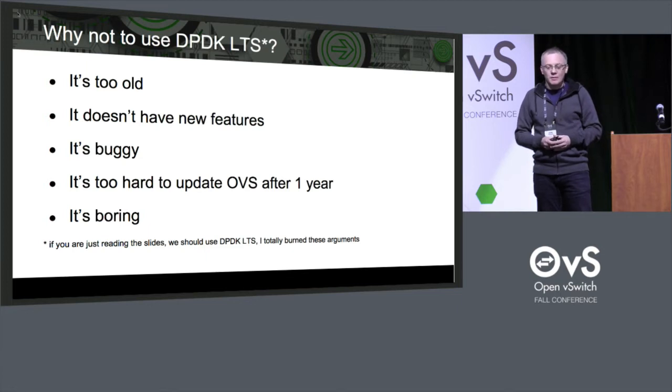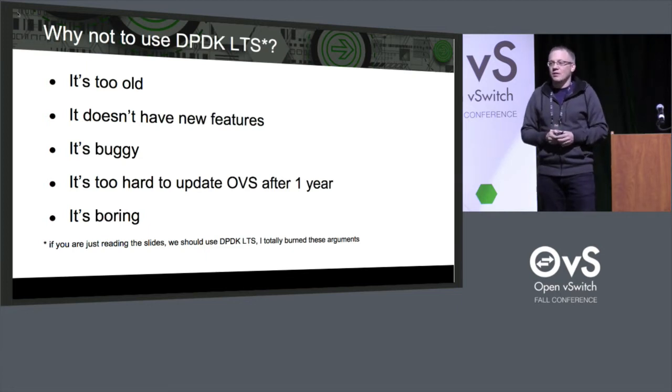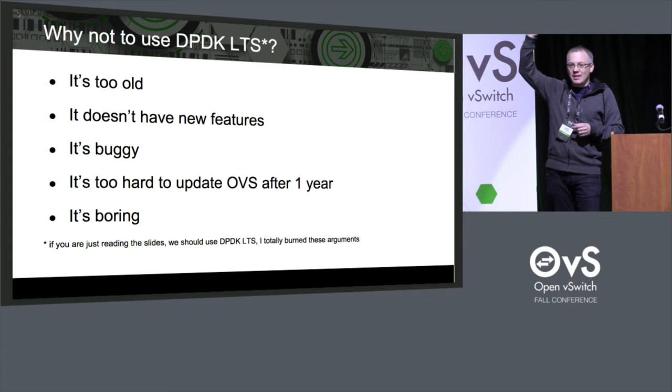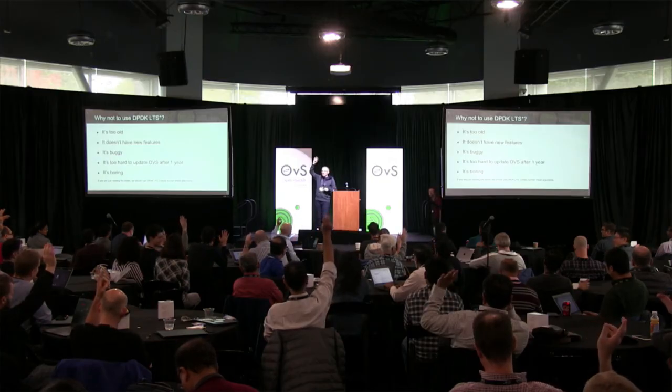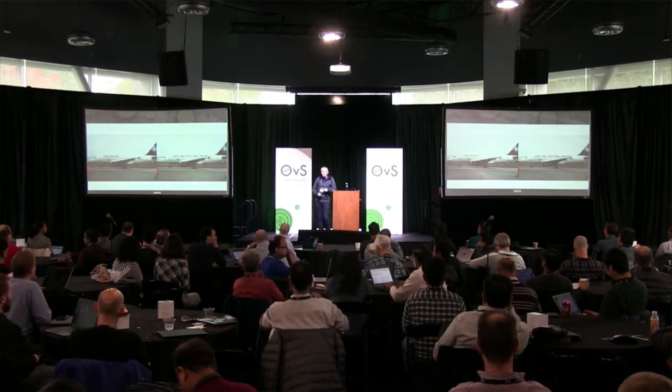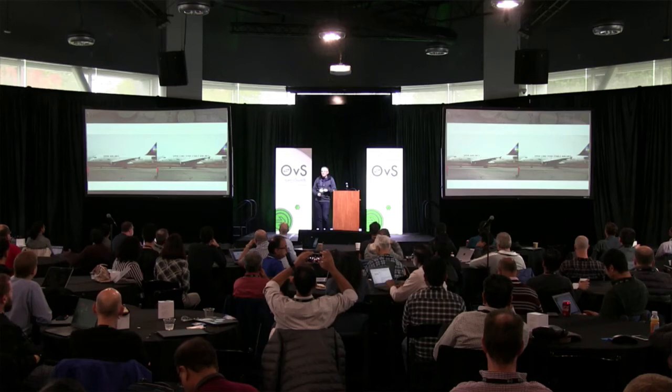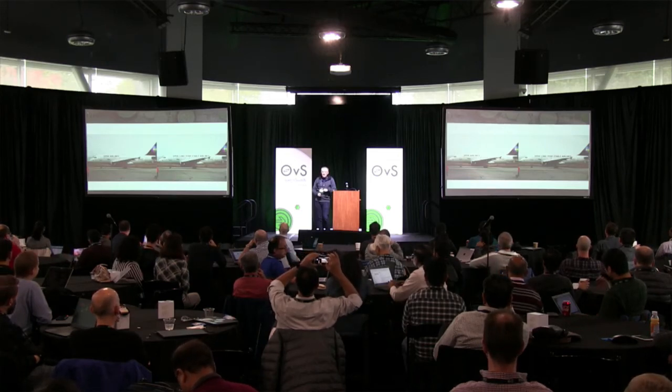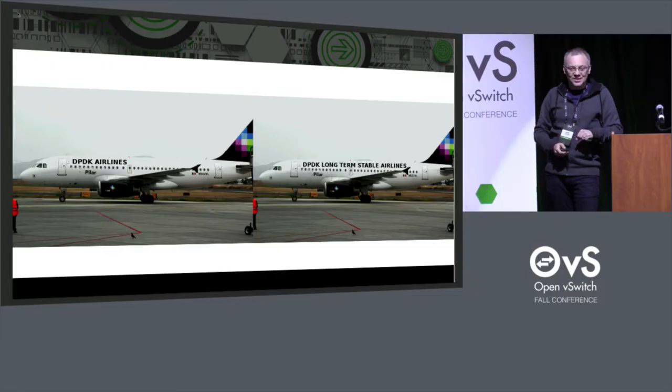So just to finish off, a show of hands: who took an airplane to get to the conference today? Oh, come on, let's be more than that. Okay. So which airplane would you like to fly home on? DPDK Airlines or DPDK Long-Term Stable Airlines? Okay, that's it.